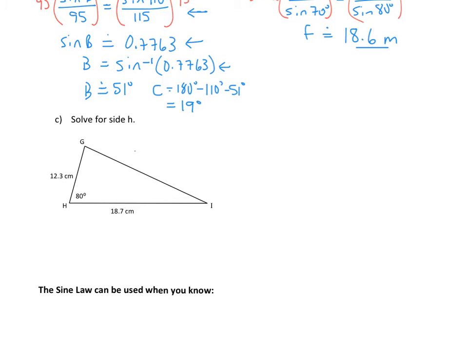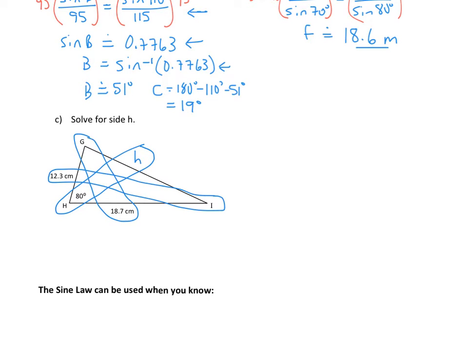So side H is across from angle H, so that gives me this. And then I have two sides here. I have side I, but I don't have angle I, and I have side G, but I don't have angle G. And because I only have one angle H, I can't solve for angle G or angle I here. So this is a case where our sine law does not work. To use the sine law, you have to have an angle and a side across from it, and then one other piece of information. So the sine law does not work for this one.